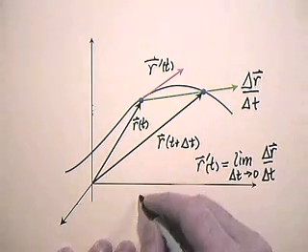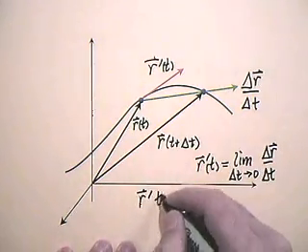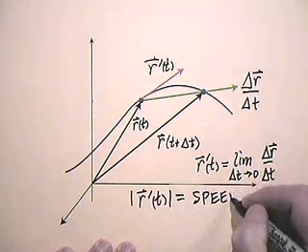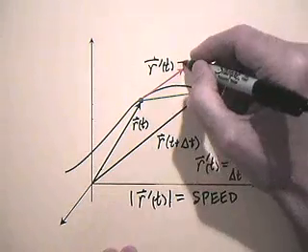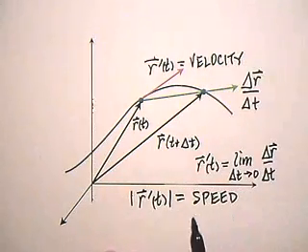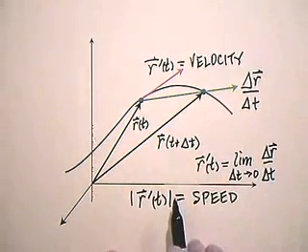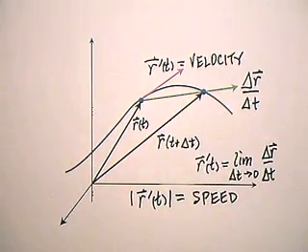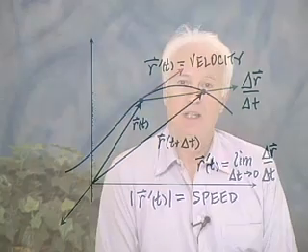So length of r prime of t equals speed. r prime of t equals velocity when we're thinking of t as time. And so consequently, what we see is that our velocity vector in a motion at each instant is tangent to our curve of motion. It tells us in what direction we're going. Well, let's see how we actually calculate derivatives and review some rules.